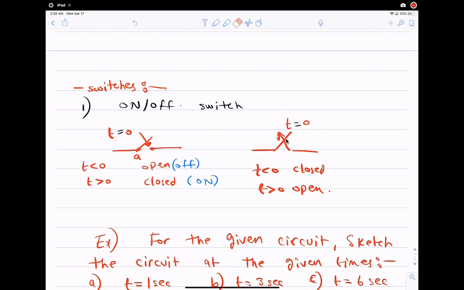For this scenario, it's the opposite. Before this time, originally it was at the tail side, so it was closed. And then after this time, when the time 0 came, this switch moved that way. That means at time equal 1 or 2, it's open. There is no current flowing.